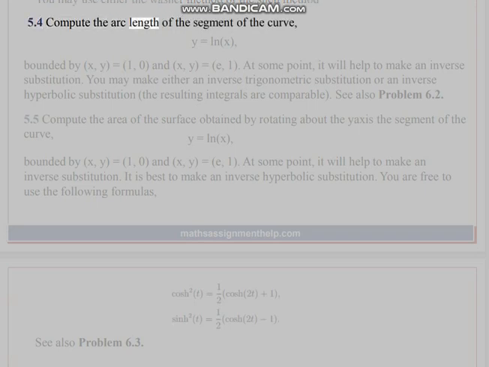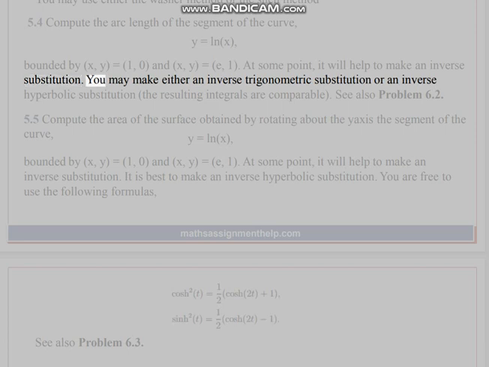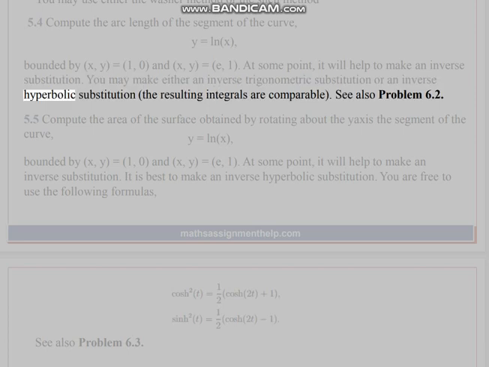5.4 Compute the arc length of the segment of the curve y equals ln x, bounded by (x, y) equals (1, 0) and (x, y) equals (e, 1). At some point, it will help to make an inverse substitution. You may make either an inverse trigonometric substitution or an inverse hyperbolic substitution. The resulting integrals are comparable. See also problem 6.2.